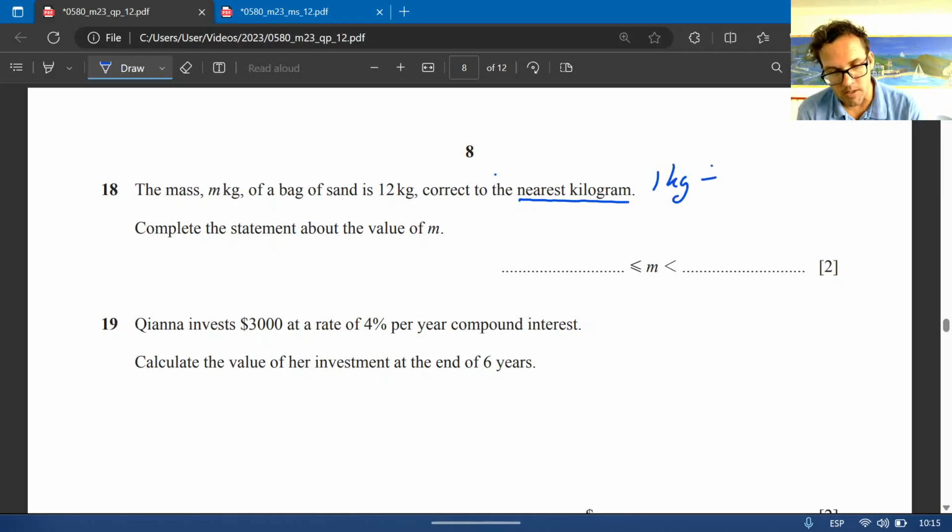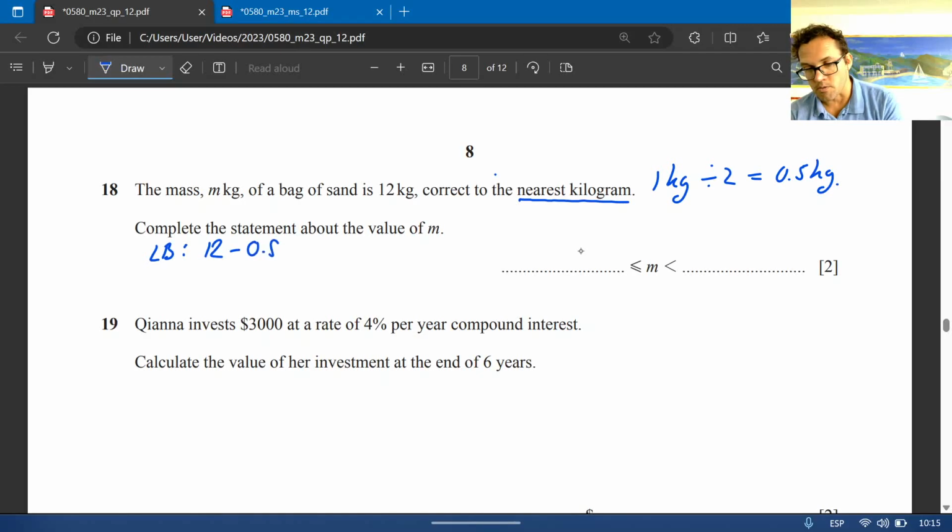Now the little trick here, if you get confused, is just take that 1 kilogram divided by 2, that will give you half a kilogram. These are bounds. You want to get the lower bound. You take 12 minus 0.5, that gives you 11.5 kilograms. That means the bag might actually only weigh 11.5, and then round up to 12. Okay. If you want to have the upper bound, you add 0.5, and that is 12.5.